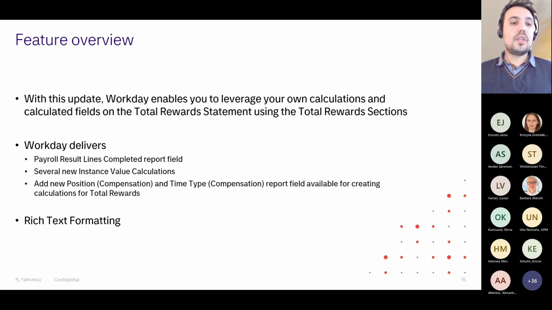For that, in addition, Workday is delivering the payroll result line completed reports field. You have a new instance value calculation, and this calculation can be used for your total reward statement. And there is a new report field available on the compensation, which is position compensation and time type compensation. So you can use these two new report fields for calculation, and you can bring them to total rewards. In addition to the calculation and calculated field to total rewards, Workday is improving this total reward statement by providing rich text formatting for the total rewards.